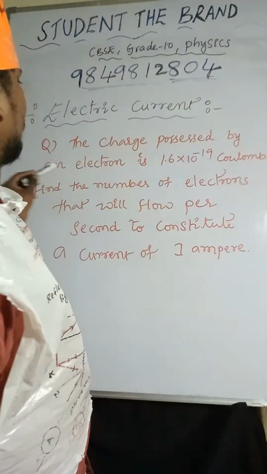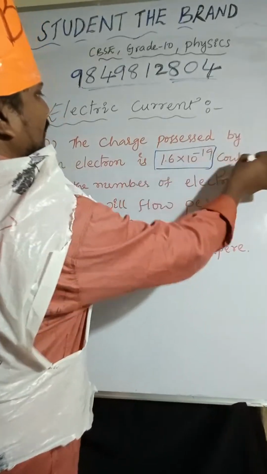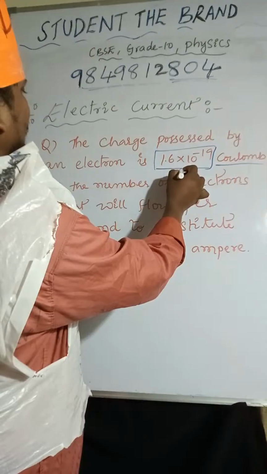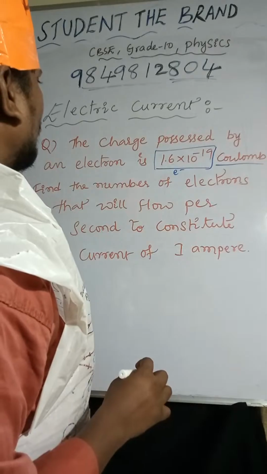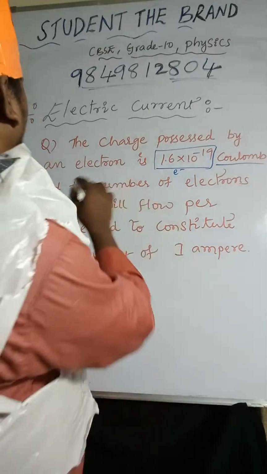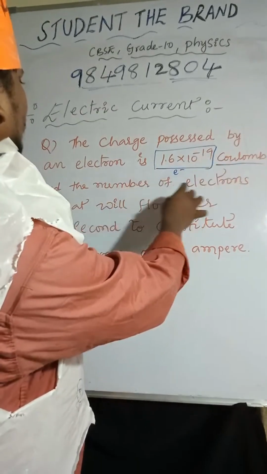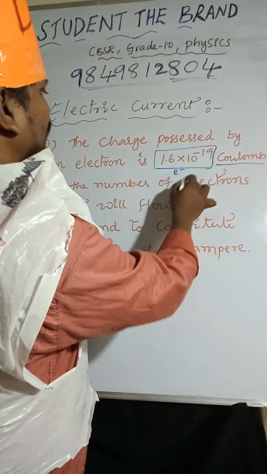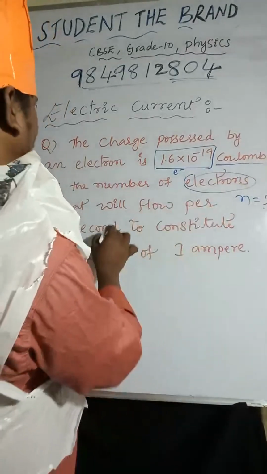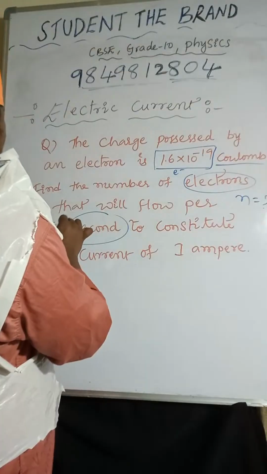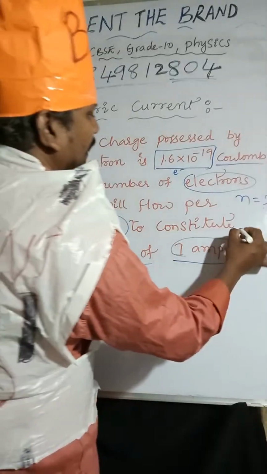The charge possessed by an electron is 1.6 into 10 power minus 19 coulomb. So e is given, 1.6 into 10 power minus 19 coulomb. Find the number of electrons that will flow per second. So electrons, in the sense, we have to find out n. Time is given, 1 second, to constitute a current of 1 ampere. So I equal to 1 ampere.